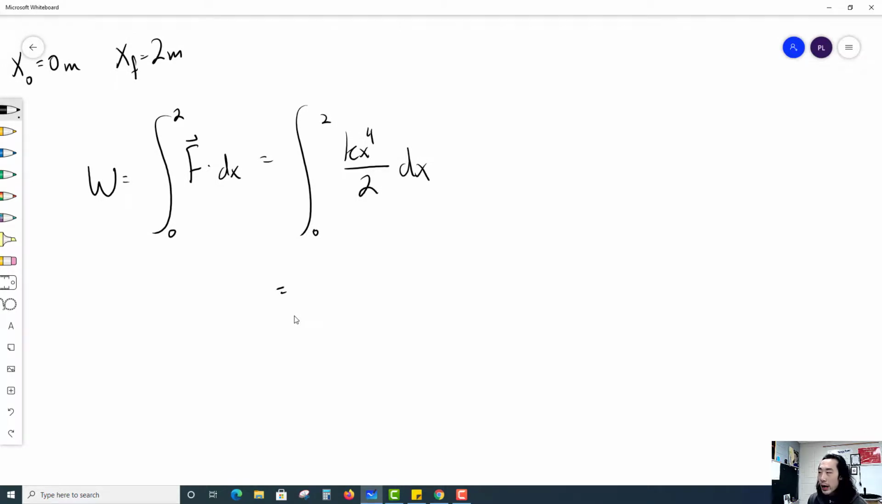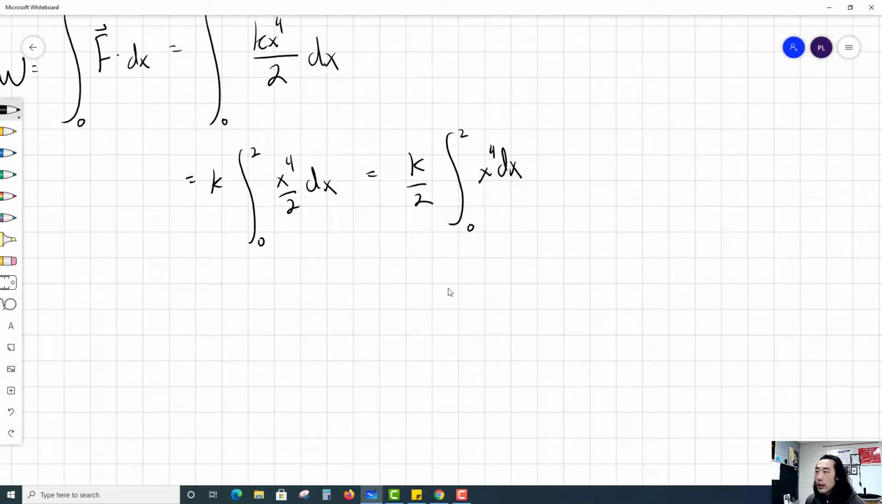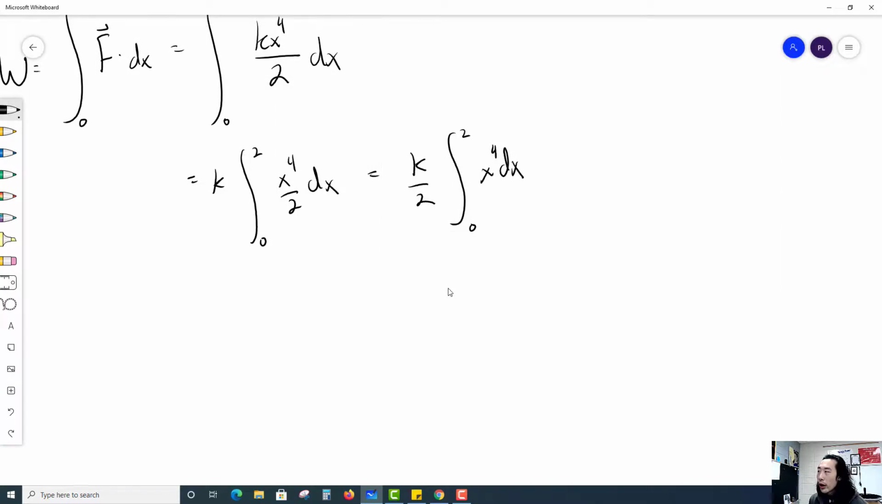At this point, I'm going to take out my k, bring it out in front because k is a constant. They told us that k is 100, but we didn't define that yet, so I'll leave it as k. We have x to the fourth divided by 2 dx. This 2 is also a constant, so I can bring that out as well. So we get k divided by 2, and we're going to integrate from 0 to 2, x to the fourth dx. This is important: when we're doing the integrals, we want to make sure that the variable we're integrating for is the only thing that we're integrating, and everything else we can pull out.